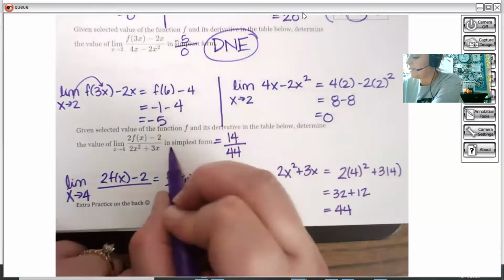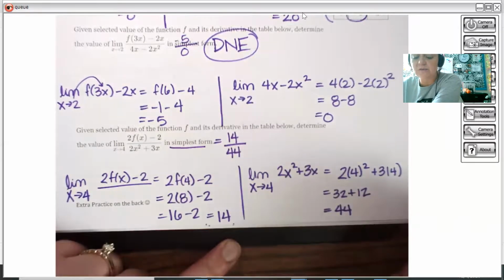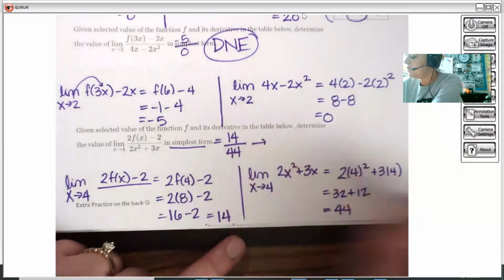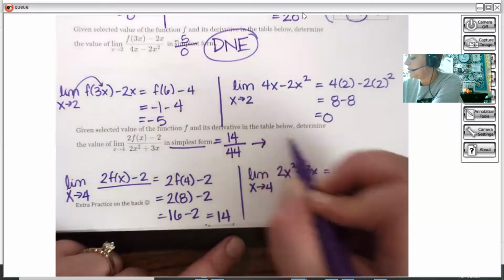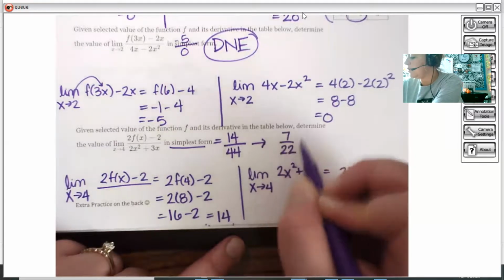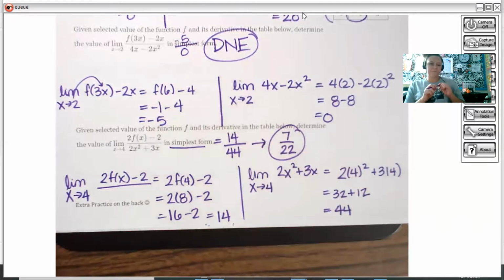Now it does say simplest form, so make sure that you reduce that. Those can both divide by 2. So that would be 7 over 22 for your answer there. Okay, well, I picked kind of some wonky problems off of Delta Math, I guess. The last 3 didn't even really work for L'Hopital's rule, but hopefully you get how to do it.